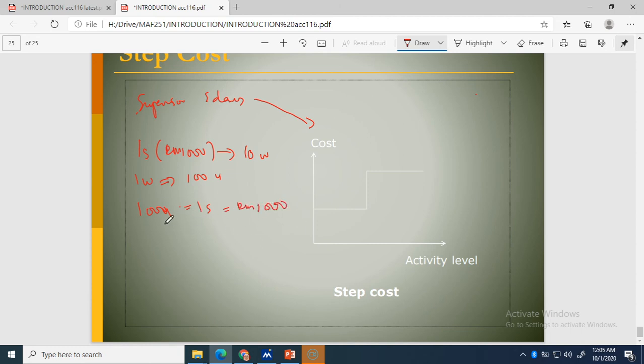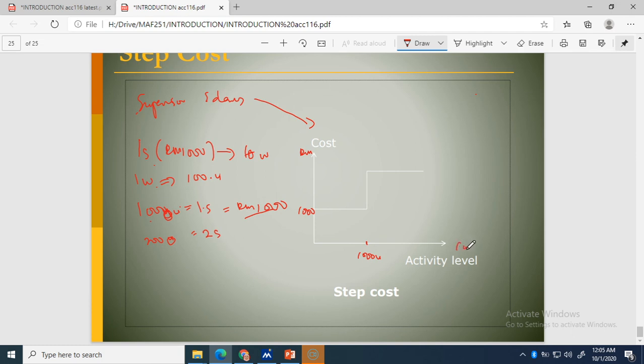If the company produces more, let's say up to 200, they need two supervisors because one supervisor can, sorry, one supervisor covers 1,000 units. One supervisor can supervise 10 workers. One worker produces 100, so 10 workers is 1,000 units. So 1,000 units can be supervised by one supervisor. The salary is 1,000. This axis is in RM.